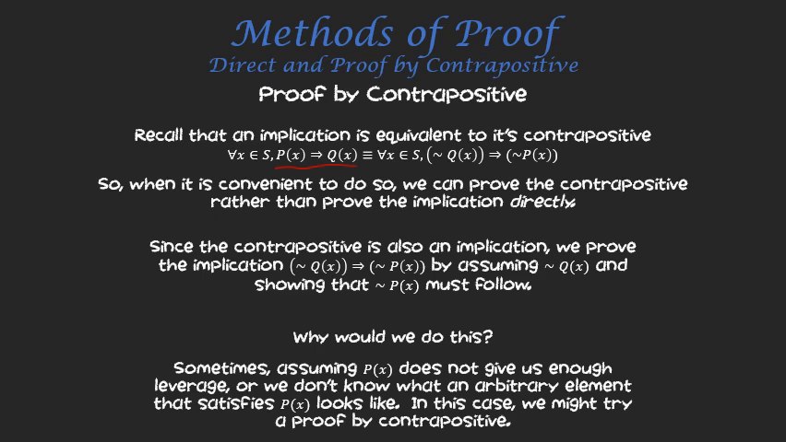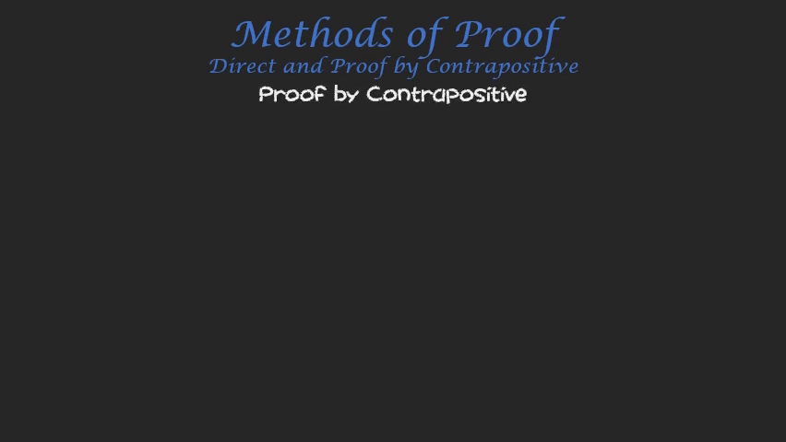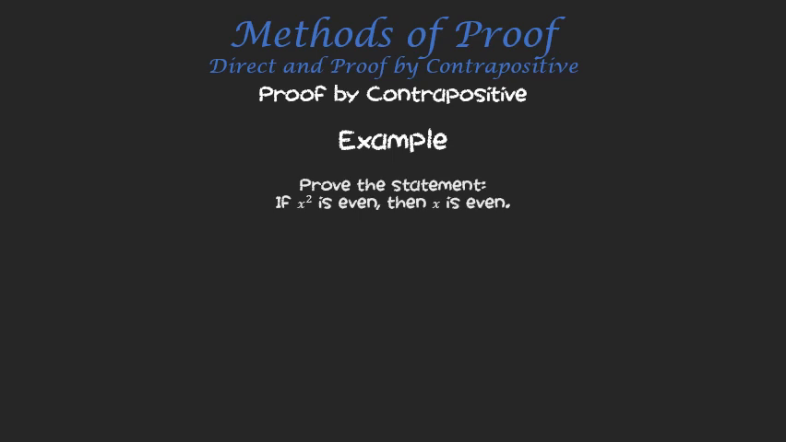Right? With even integers, we knew what those looked like. So assuming p of x was fine, we knew we could write it as 2k, right? 2 times some integer. But sometimes it's not going to be that easy. And in those cases, that's when we'll want to use a contrapositive. So when we don't have enough leverage by just assuming the hypothesis, we can try this. So let's see an example of where this might be done. So we'll take a look at the following example.